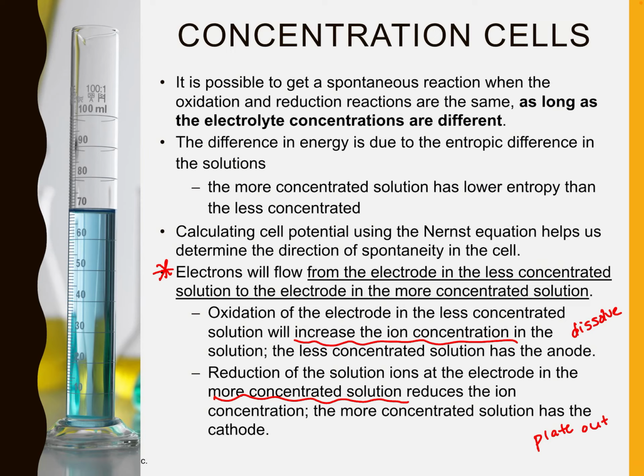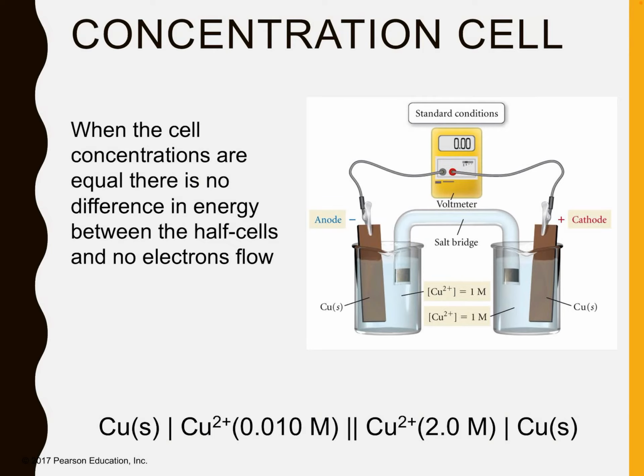So if you have, say, zinc 2+ in solution at the cathode, the reduction, it's going to grab some electrons and it's going to plate out. So what happens is, over time, it's going to decrease that concentration. They're essentially trying to get to the same concentration. The one with the lower concentration will be oxidized, and the one with the greater ion concentration will be reduced, so that the one with the lower concentration increases its ion concentration, and the one with the higher one decreases its concentration. So again, when the cell concentrations are equal, there's no difference in energy between the half cells, and no electrons are flowing.